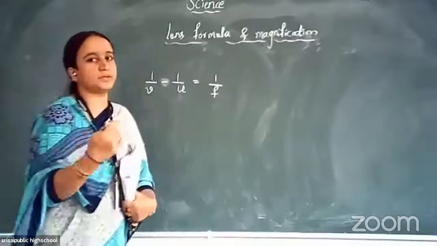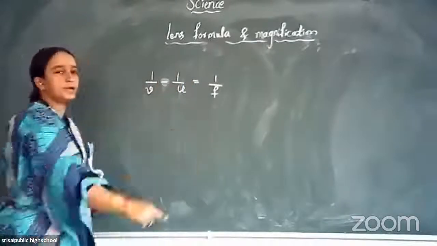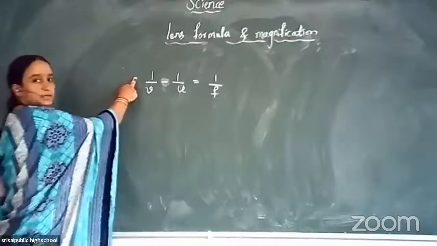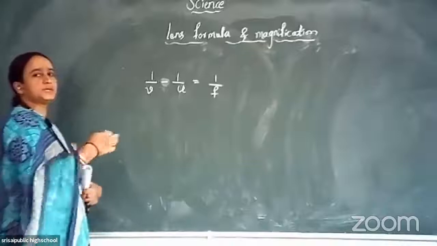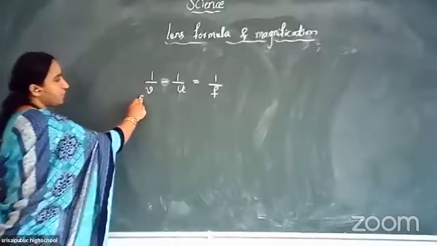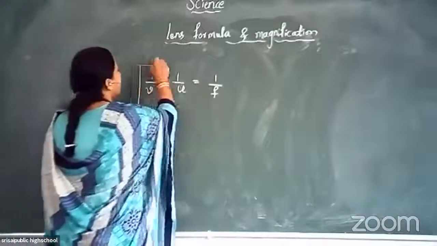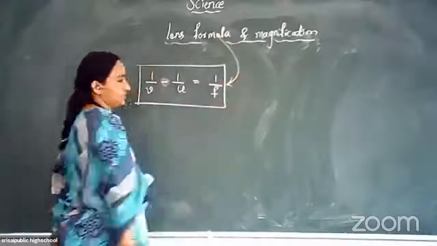Now I have converted the mirror formula into the lens formula. If I write a negative sign, it becomes the lens formula. So the lens formula is 1 upon V minus 1 upon U is equal to 1 upon F. This is your lens formula.